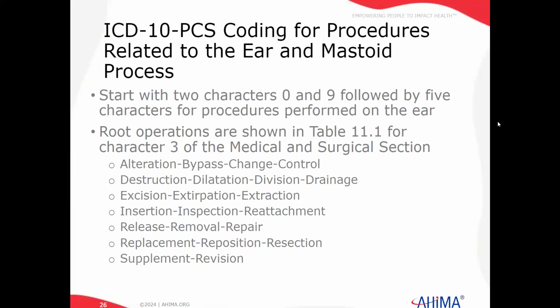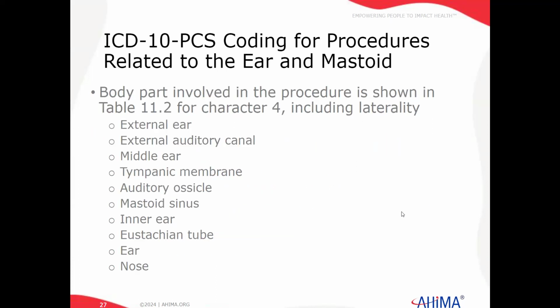And as we saw in the previous chapter, these are things like alterations, bypasses, dilations, drainage, division. And again, it pays to understand and be able to articulate what these root operations are. The body part involved is the part of the ear, specifically such things as the auditory ossicle, the sinus, the inner ear, the eustachian tube, and others. These are summarized in table 11.2.